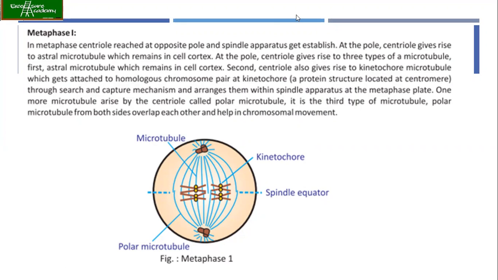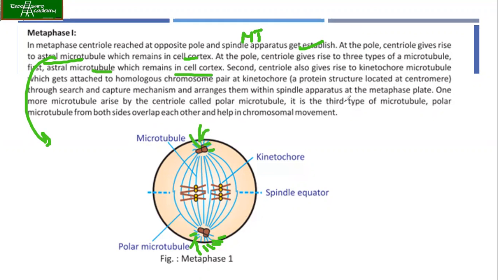In the metaphase, what happens is the centrioles reach the opposite poles and the spindle apparatus gets established. So the spindle apparatus is made of microtubule proteins. Okay. Now at the pole, centrioles give rise to the astral microtubules, which remain in the cortex. So astral microtubules are the ones to which none of the chromosomes will be attached. Remember that. These are your astral spindle fibers. At the pole, centrioles give rise to 3 types of microtubules. Astral, to which nothing is attached, remains in the cell cortex.